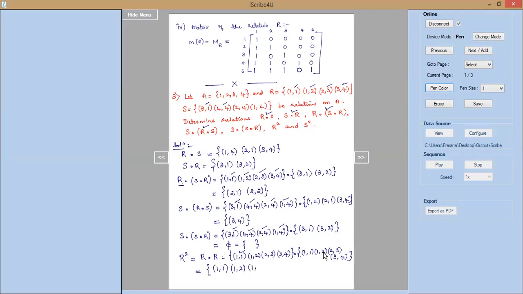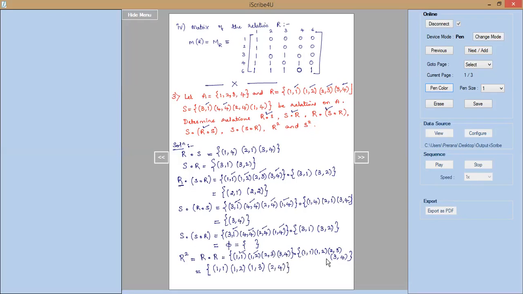(1, 2), (2, 3) gives us (1, 3). That was the only element starting with 2. So (1, 2) work is over. Next (2, 3). This is ending with 3. Starting with 3, I have (3, 4). So (2, 3), (3, 4) gives us (2, 4).